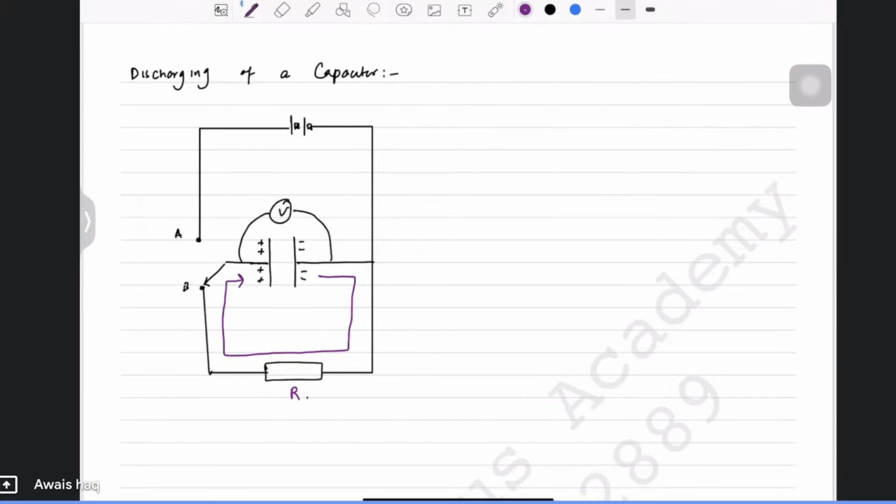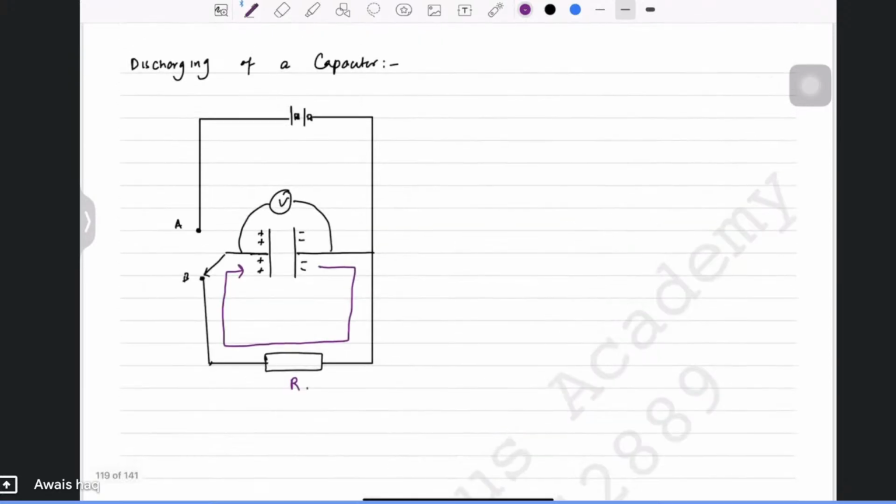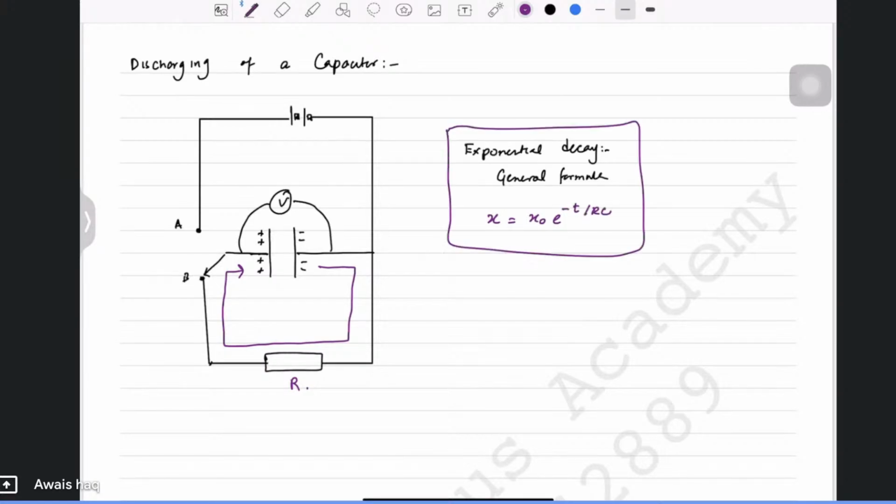Now what you need to understand is that within the discharging, you have an exponential decay. The exponential decay has a general formula that applies to all of them, which is x equals x naught e to the minus t over RC, that we're gonna discuss more in a bit. Okay.